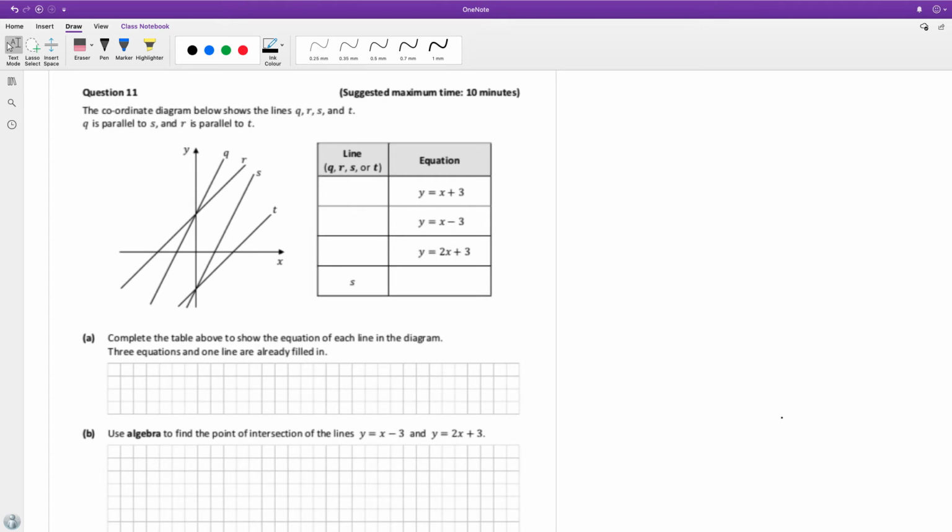The coordinate diagram below shows the lines Q, R, S, and T. Q is parallel to S and R is parallel to T. Complete the table below to show the equation of each line in the diagram. 3 equations and 1 line are already filled in. Right, how am I going to go about figuring this out?